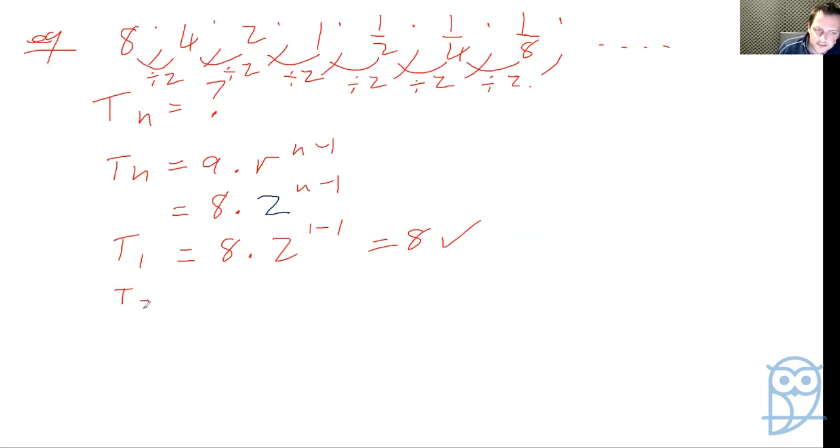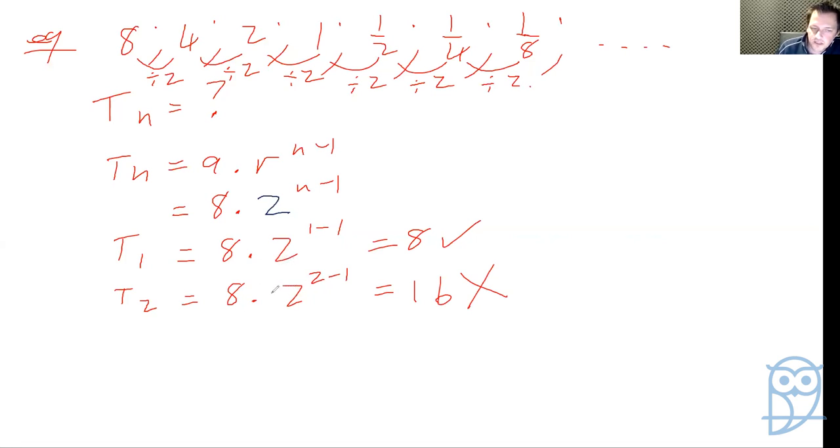So what if we sub in T2? That is then going to be 8 times 2 to the 2 minus 1. 2 minus 1 is 1. 2 to the 1 is 2. Times 8 is 16, which is a problem because we're going in the wrong direction. And the reason we're going in the wrong direction is because our common ratio is incorrect.